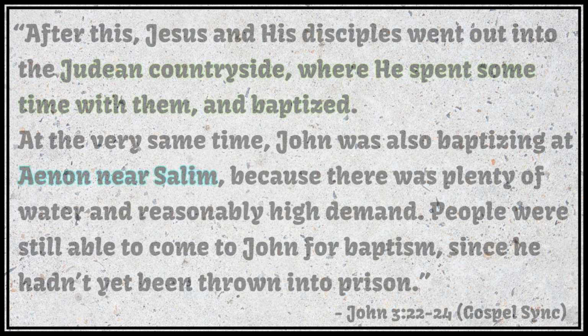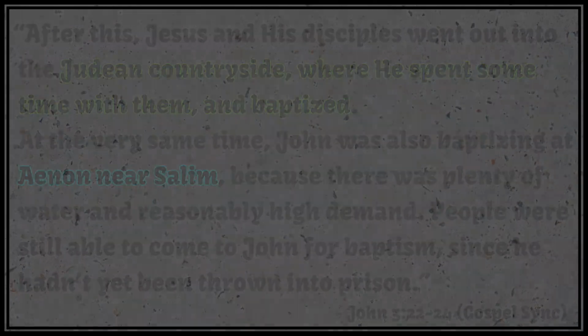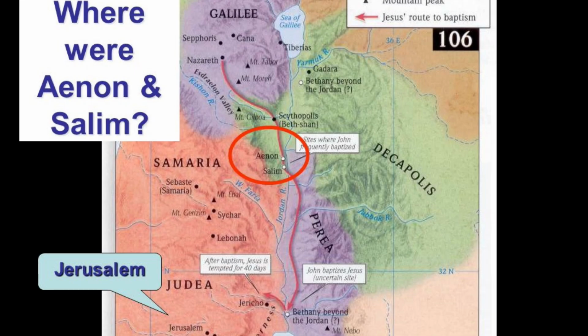So to confirm these facts, let's just read John chapter 3 verses 22 to 24. After this, Jesus and his disciples went out into the Judean countryside, where he spent some time with them and baptized. At the very same time, John was also baptizing at Ainon near Salem, because there was plenty of water and reasonably high demand. People were still able to come to John for baptism, since he hadn't yet been thrown into prison.